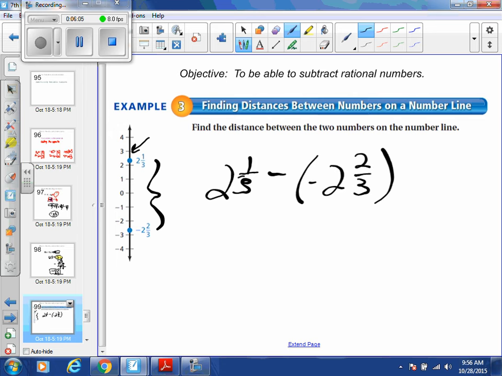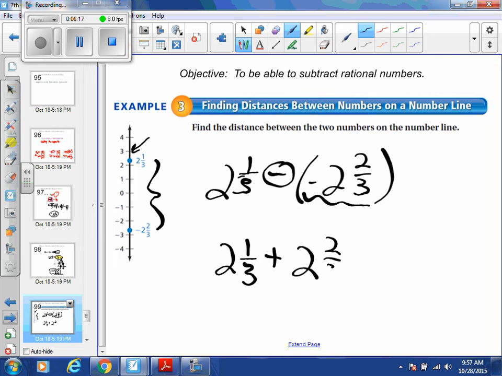All right, and again, I would say, all right, we know subtraction is the same as adding. So we're going to do 2 1/3 plus the opposite of what comes next, which would be 2 2/3. All right, let's quick estimate our answer. All right, our distance between these two numbers looks like about 1, 2, 3, 4, looks like about 5. Okay, so I think my answer should be around 5.